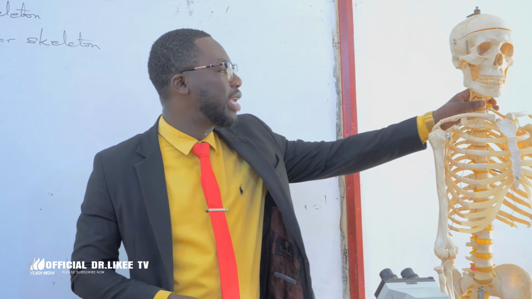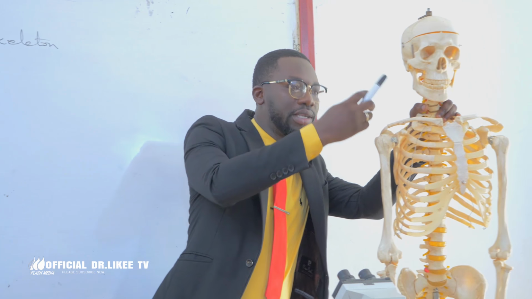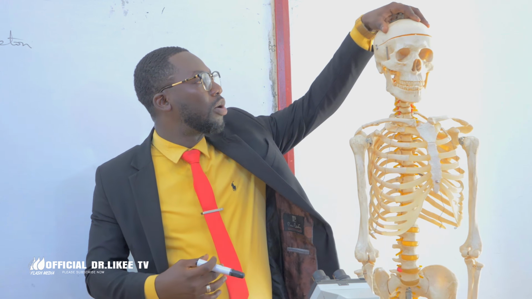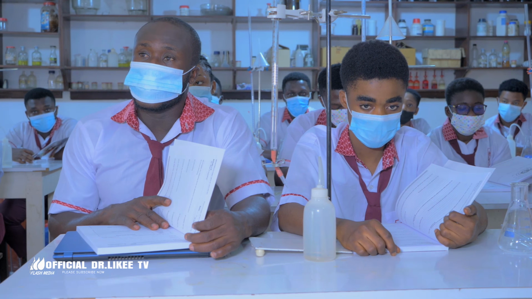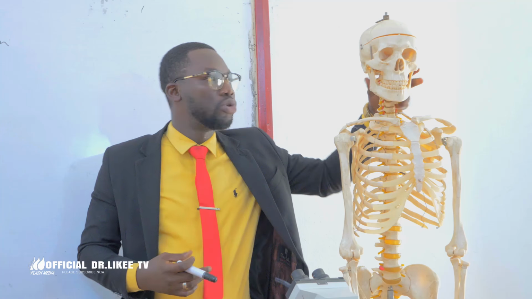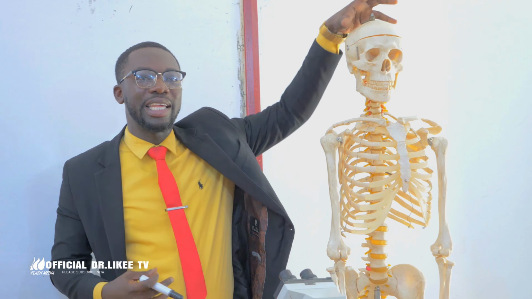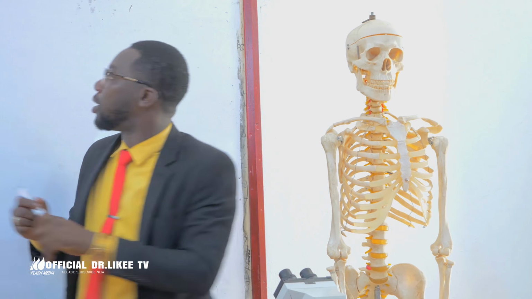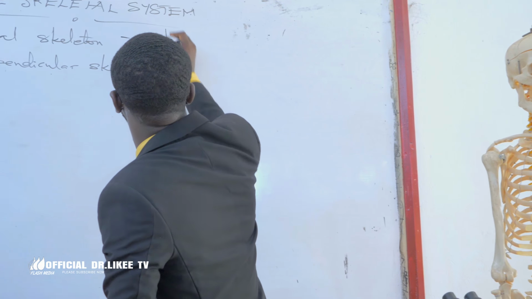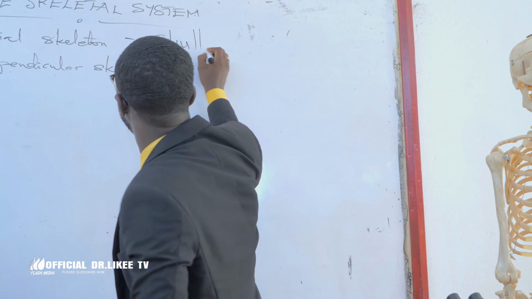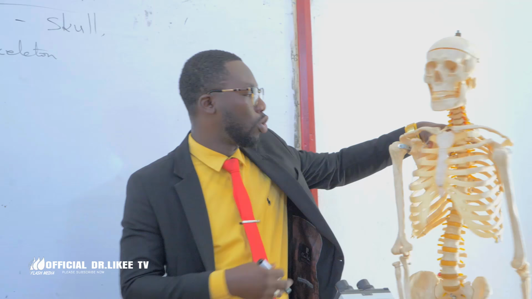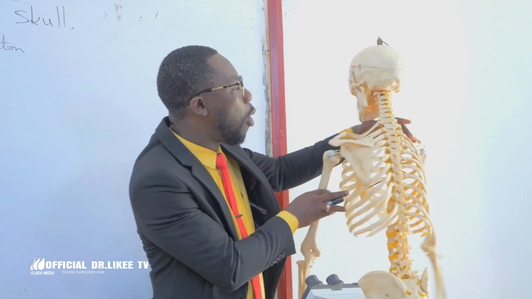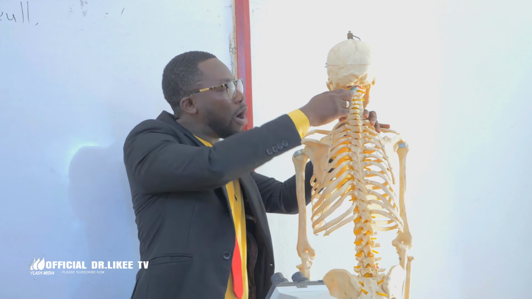Alright, so let's take the axial skeleton. When you look at this skeleton here, the skull, which is the head part of your body, forms part of the axial skeleton. Are we okay? So this part is known as the what? The skull. And the spelling is S-K-U-L-L.